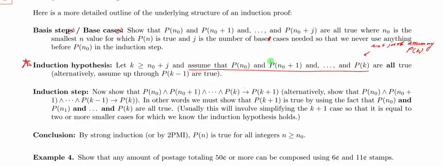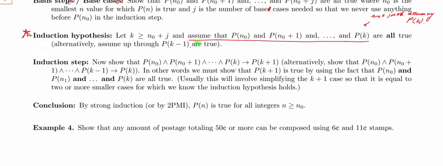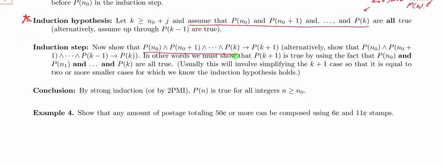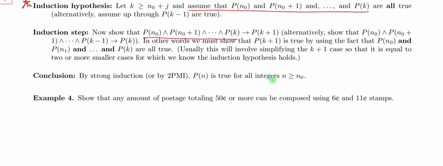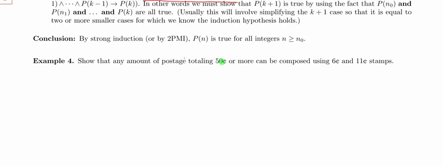Rather, you're assuming up to and including P of k are all true. And now in our implication, again, we're assuming this conjunction. We're assuming that we have all of these predicates satisfied, that these are all true, and showing that that leads to the truth of the k plus first case. So we're proving this implication. And then we'll conclude by strong induction that P of n is true for all integers greater than or equal to n sub 0. So let's look at an example.